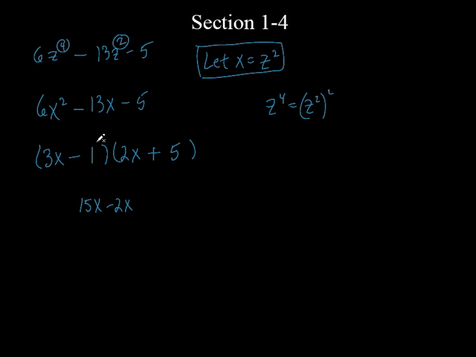So it might work if I made this positive and I made this negative. Let's see if that works. Let's get rid of this. Alright, so now let's do the outside and inside. The outside would be negative 15x, and the inside would be plus 2x.